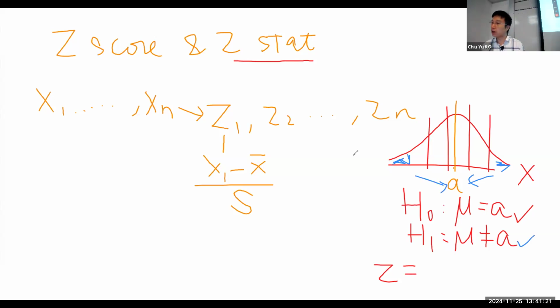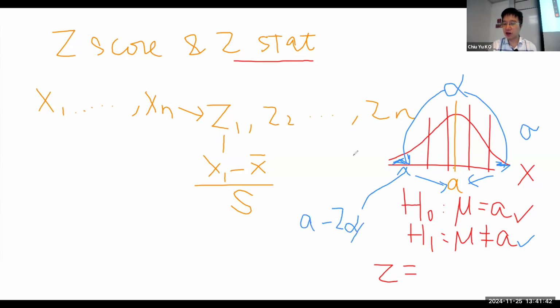And how far is too far? Usually we put this together with an alpha probability. Alpha usually is 5%, sometimes 10% or 1%, but usually it's the 5% rule. If we know the standard deviation is sigma, then the critical value, the lower bound, will be A minus Z alpha over 2 times sigma over root n. The upper bound will be A plus Z alpha over 2 times sigma over root n, the same as the confidence interval.